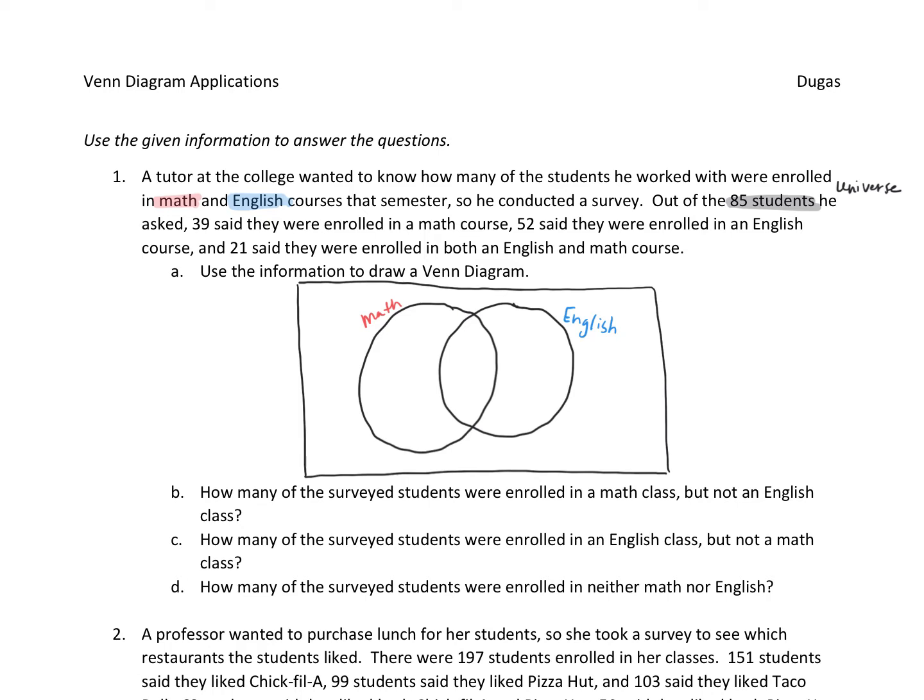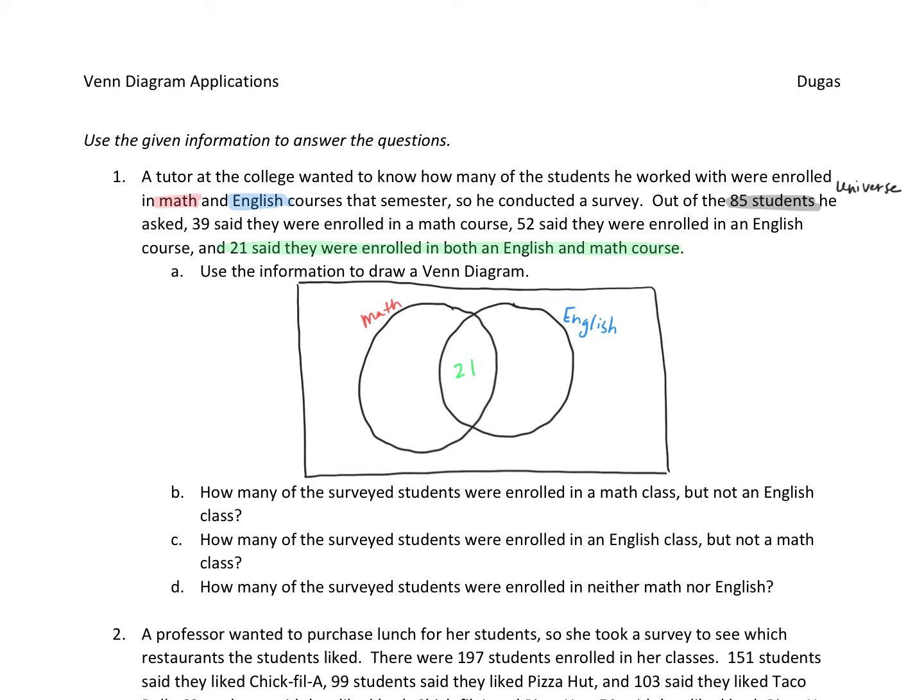Okay. So it's important usually to try to work backwards. What you would want to look for first is if they give you any information about how many were enrolled in both courses. And I can see here that it does give me that. It tells me that 21 say they were enrolled in both courses. So I'm going to put 21 right here in the middle. So 21 students were enrolled in both courses.